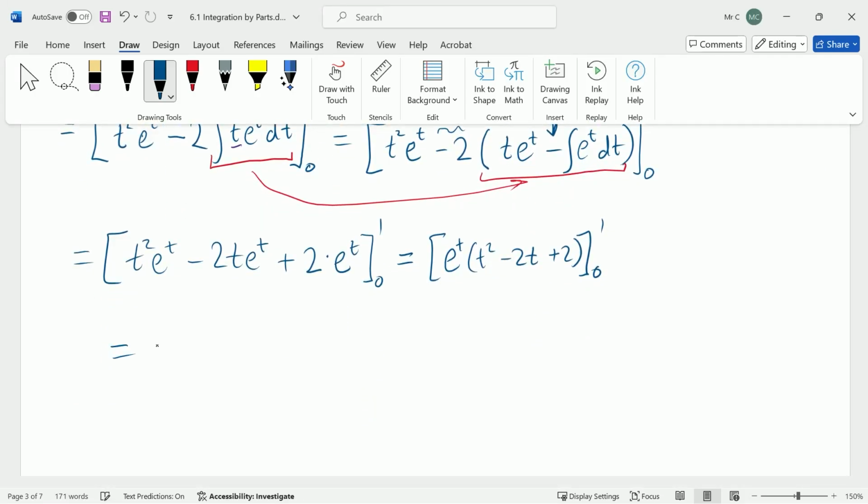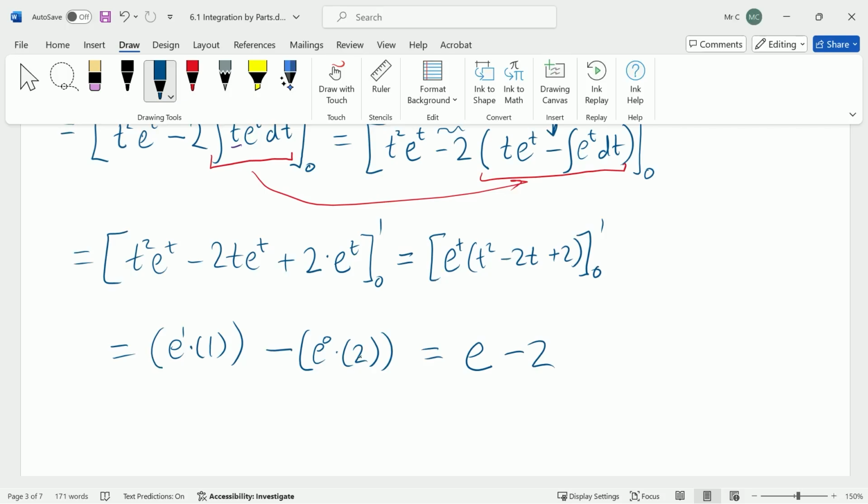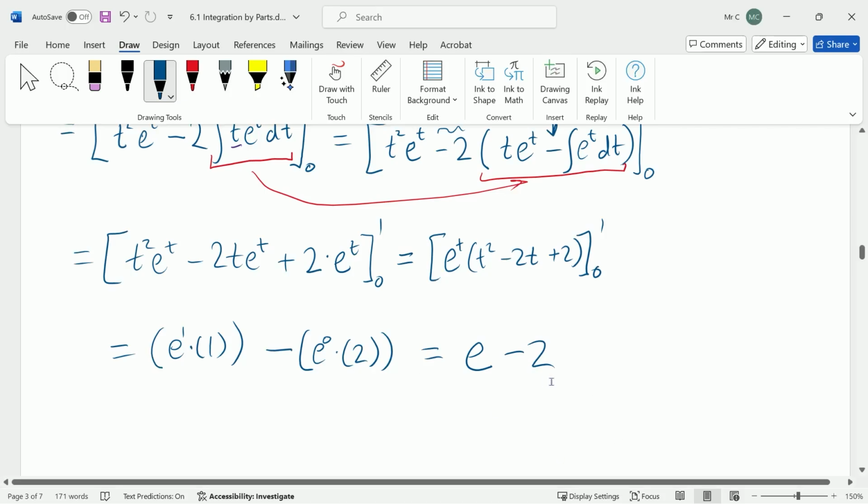Okay, so now I need to evaluate at 1. So I get e to the first power times 1 minus 2 plus 2, which is just 1, minus e to the 0 times, and now we plug in 0, 0 minus 0 plus 2, which is 2. e to the first times 1 is just e. e to the 0 power is 1, so this is minus 2, 1 times 2. Okay, that's it for that one.